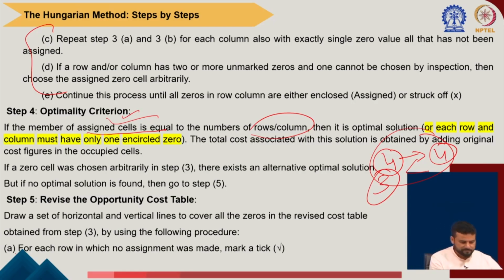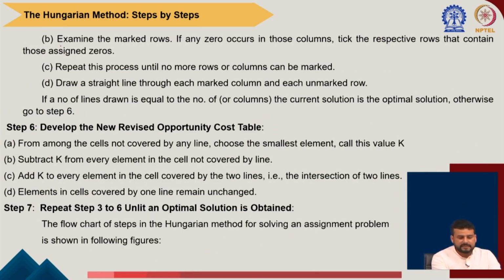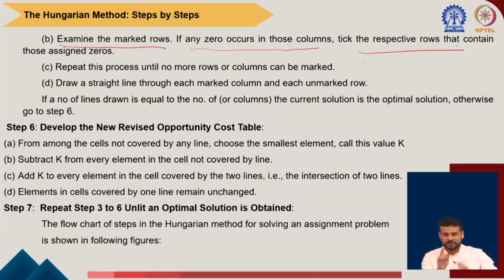There is a procedure. First, for each row in which no assignment was made, you need to tick that row. Second, examine the marked rows wherever you put the tick. If any 0 occurs in those columns, tick the respective rows that contain those assigned zeros. You need to follow this algorithm. Then repeat this process until no more rows or columns can be marked. Then draw a straight line through each marked column and each unmarked row. The purpose here is that we need to draw the minimum number of lines covering all the zeros.